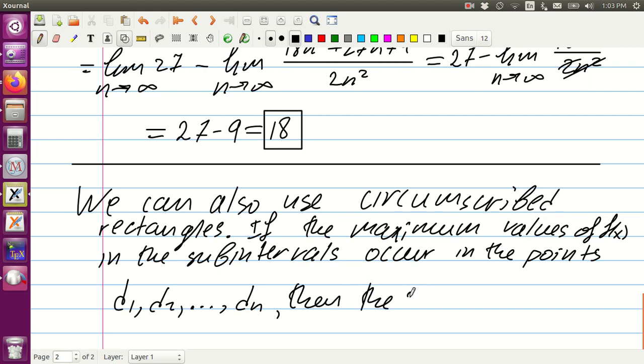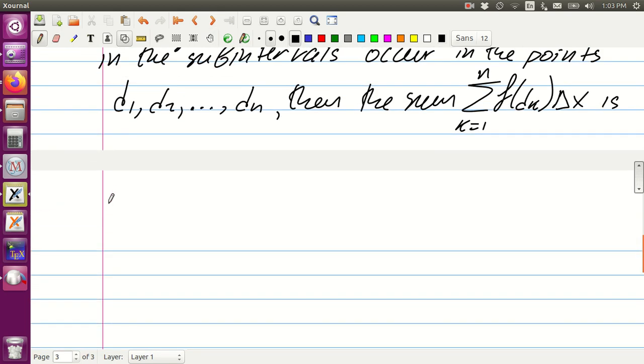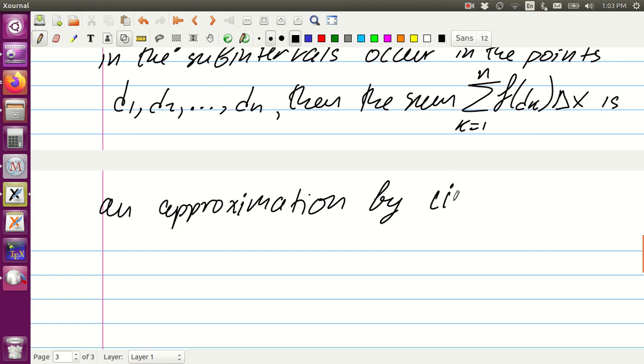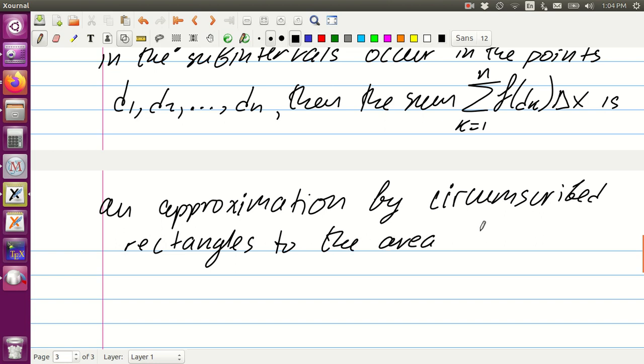then the sum k goes from 1 through n, f of d sub k delta x is an approximation by circumscribed rectangles to the area under the curve y equals f of x.